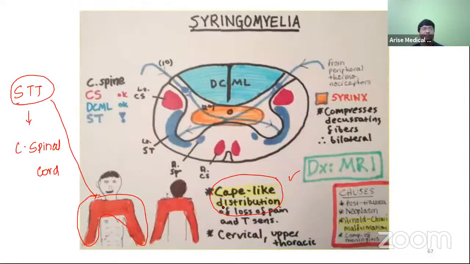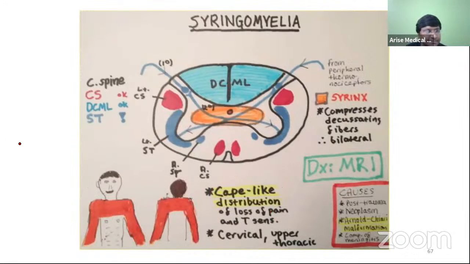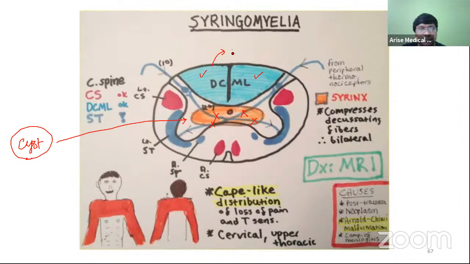Now we will go back to the image again. If you take this particular cyst, what is this cyst doing? The cyst is only damaging the spinothalamic tracts. The dorsal columns are preserved. That's a very important point.